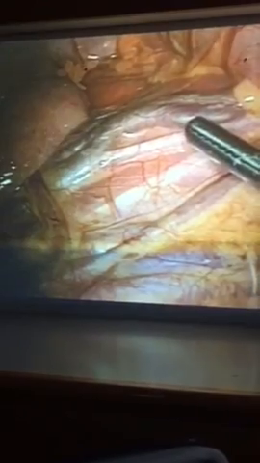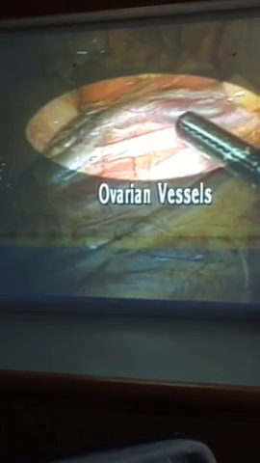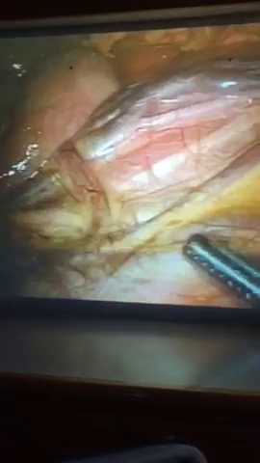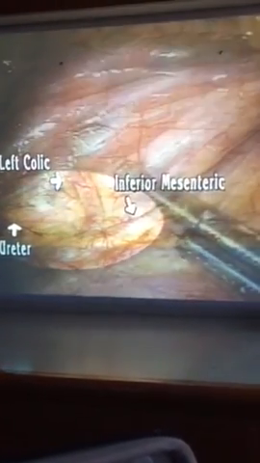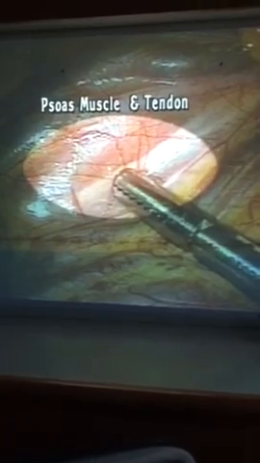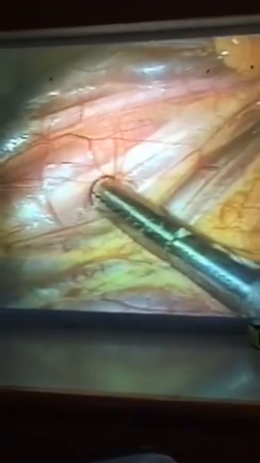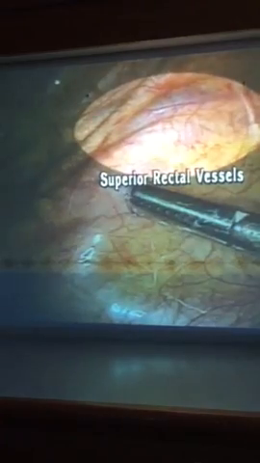Here is a laparoscopic view of the left lower quadrant. These are the left ovarian vessels traveling just lateral to the psoas muscle. Medial to the psoas muscle lie the inferior mesenteric and left colic arteries. The genitofemoral nerve lies on the surface of the psoas muscle. The left ureter is seen in close proximity to these structures, which can be identified via its peristalsis. The superior rectal vessels are also seen medial to these structures.